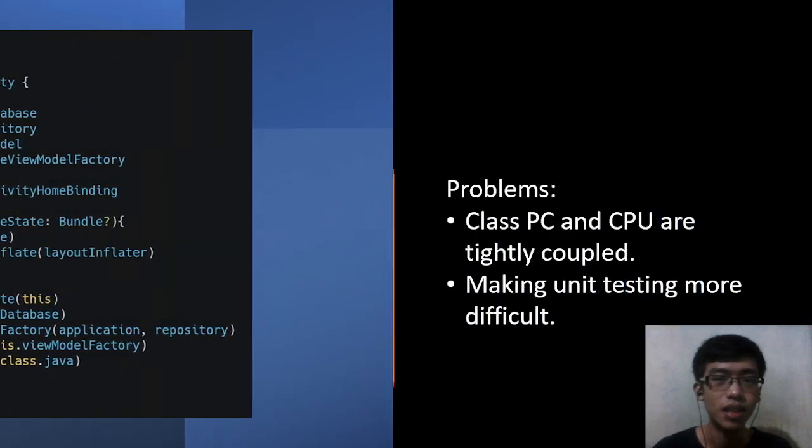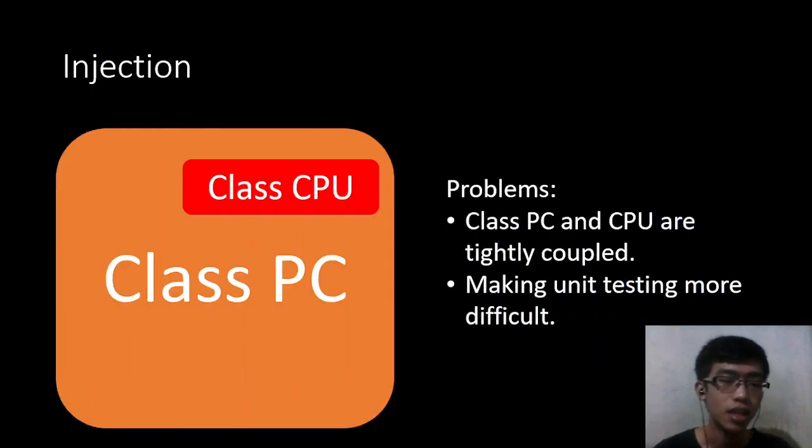Okay, so next, this is the sample diagram of code that doesn't implement the injection pattern. It can be seen that the CPU class right here is inside the PC class. This is because the CPU class is created inside the PC class.